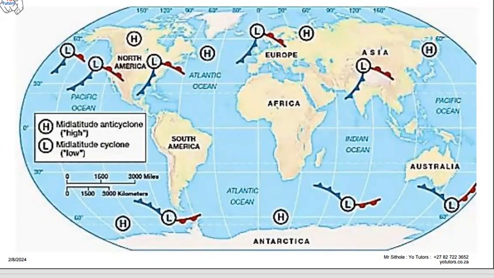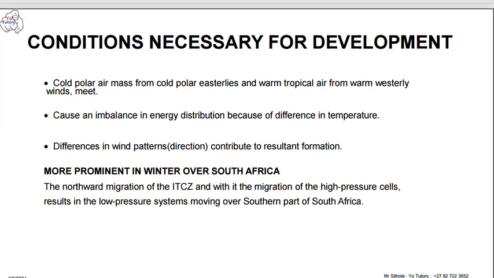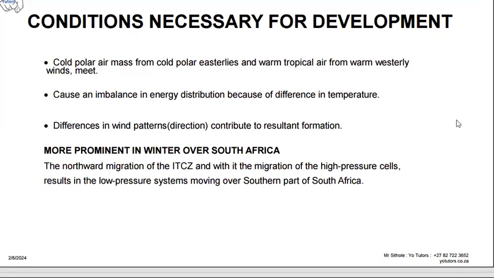Okay, from the equator. Now let's move on to the conditions that we need for a mid-latitude cyclone to form. What do we need? We need cold air, number one. Then we also need warm air. And where is the cold air coming from? We are saying from the polar region, so polar easterlies, and these are warm westerly winds. Okay, then the differences in temperature cause the imbalance, and the difference in direction will also cause the circulation that we will later have.